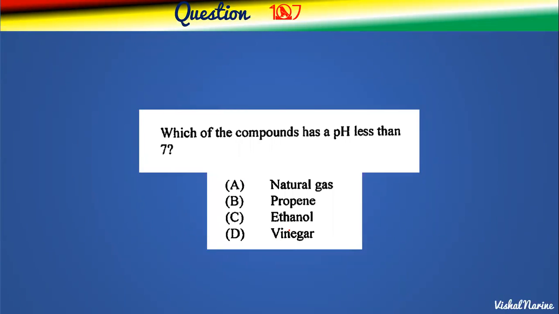107, which of the compounds has a pH less than 7? Less than 7 means that it is acidic. All good. So everyone is saying yes. It is vinegar, which contains ethanoic acid.